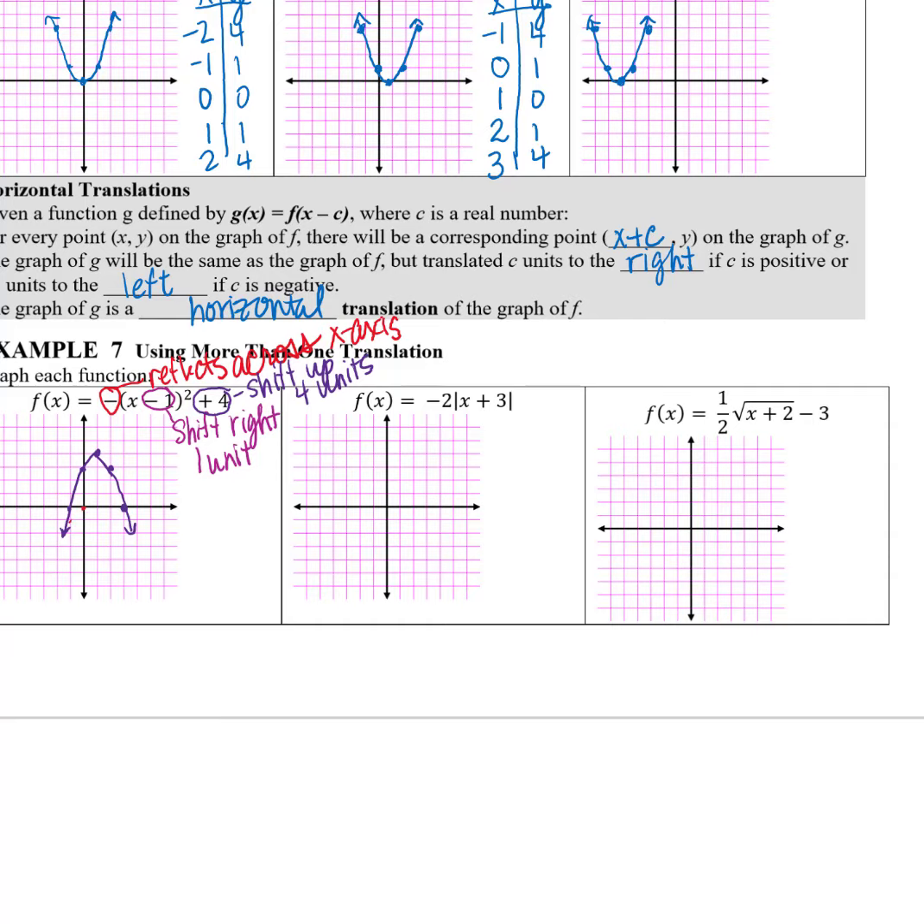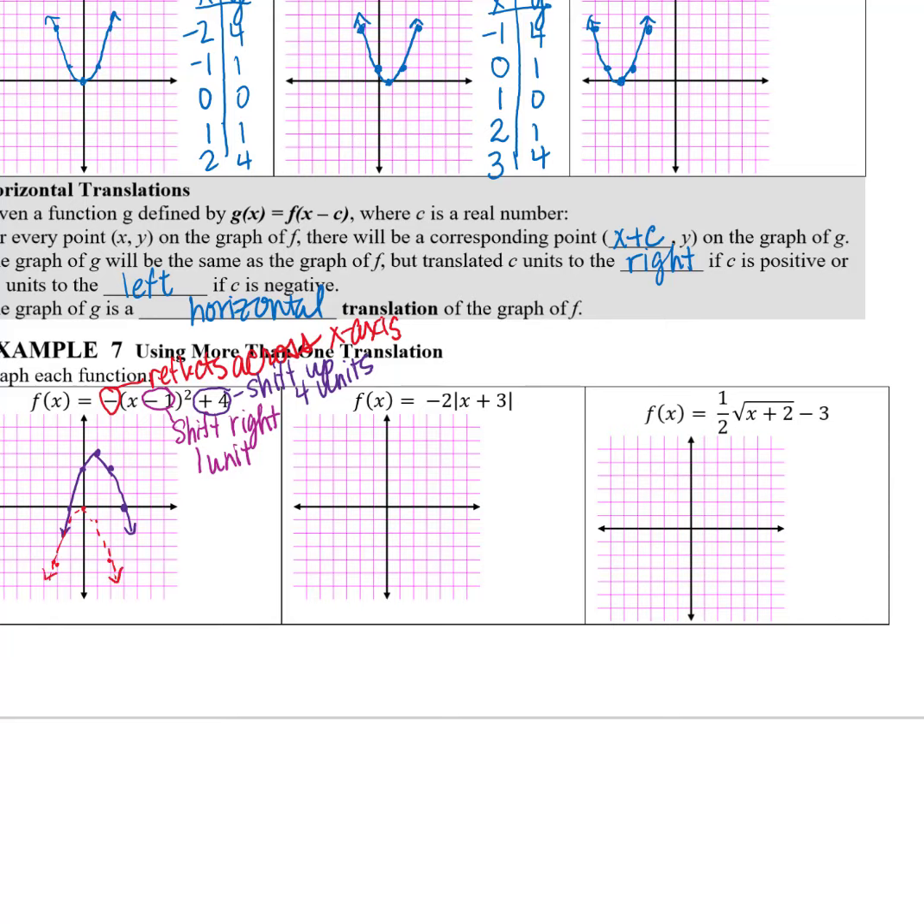So I'll just draw a really rough sketch here. Let's make it dotted. So this is before the translation, and then we shift it over 1 and then up 4, and that's the final translation.